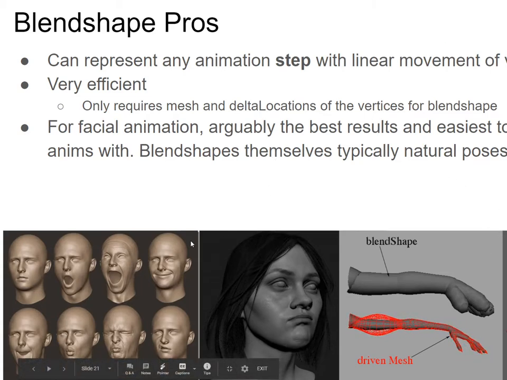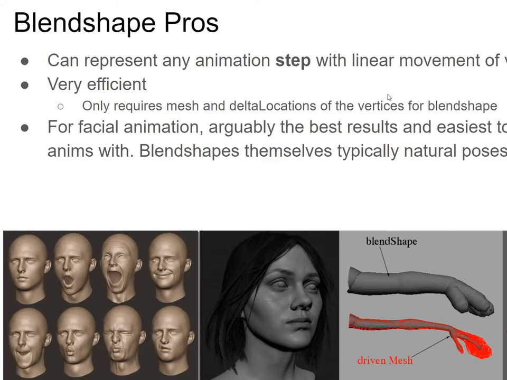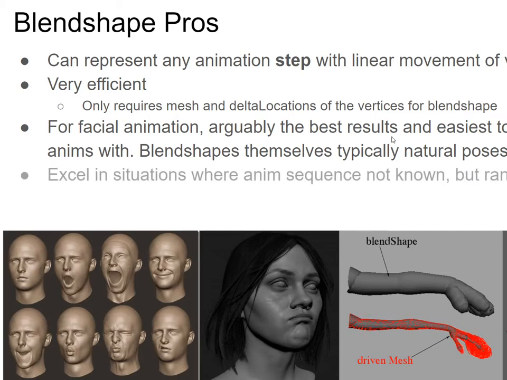Blend shapes themselves, the extremities, typically represent more natural poses, which means that a lot of the time, an interpolation towards that natural pose is also a natural pose. So blend shapes can naturally represent these kinds of things.